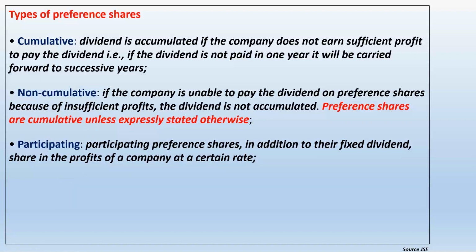But over and above that fixed dividend that this shareholder is entitled to, if the dividend is declared, he can also share with the ordinary shareholder in the profits that remain after the fixed dividend has been paid. So there are going to be some profits available for distribution to the ordinary shareholders, but this participating preference shareholder shares with the ordinary shareholder in that dividend as well.